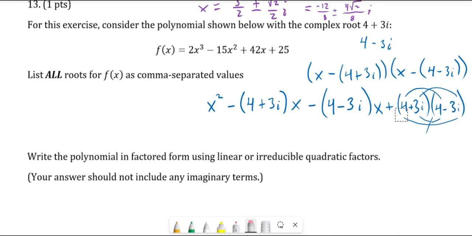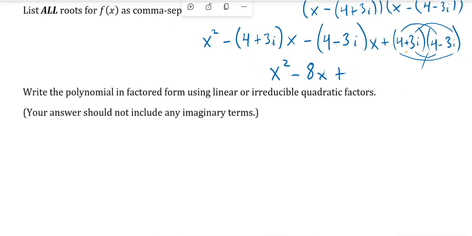But these middle ones are going to go away because we're multiplying a number by its conjugate. So we have 4 times negative 3i, that's minus 12i, and positive 12i. They'll cancel. So that leaves us with x squared minus the 8x from the reinforcing middle terms here. And then this 9 plus 16 is going to give me 25. Multiplying this number times its conjugate, we get 4 times 4, that's 16, 3 times minus 3, that's minus 9, but i squared is negative 1, so that makes it plus 9. 16 plus 9 is 25.